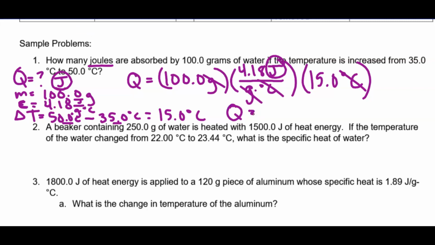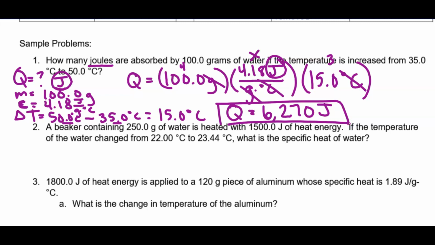And calculate your answer is 6,270 joules. And that actually is the right number of sig figs because this one has 4. Don't look at this one because that's a lookup value. This one has 3, so your answer has 3. So we are done on that one. The final answer right here.